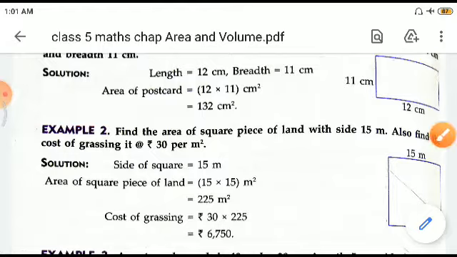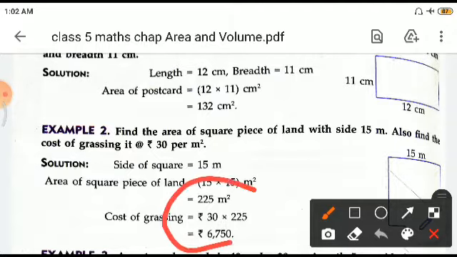Now if it's a square whose length is 15 meters, you see 15 into 15, 225 meters square, and if the cost of grazing is 30 per meter, then here see the multiplication has been done by 30 into 225 to get 6750.